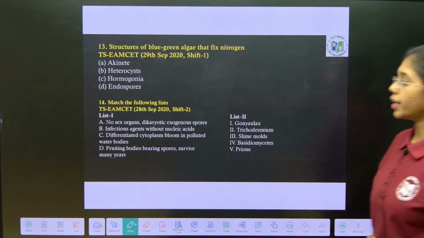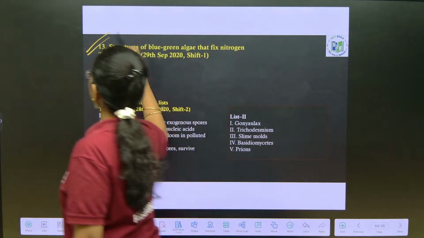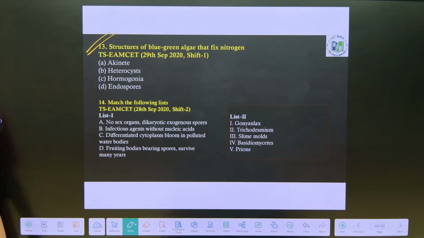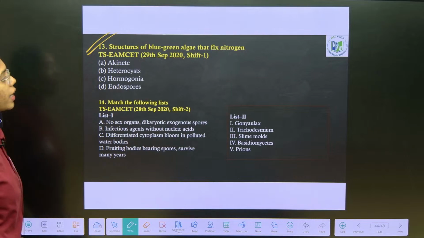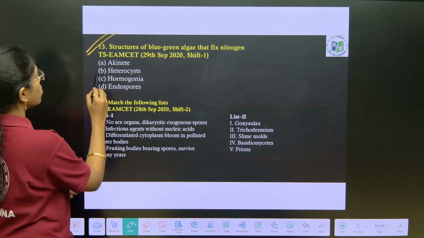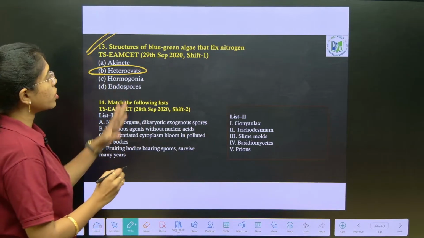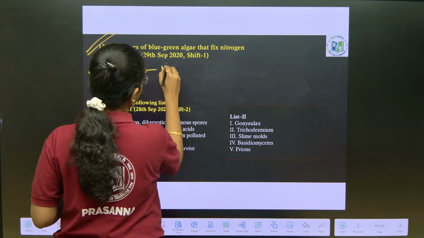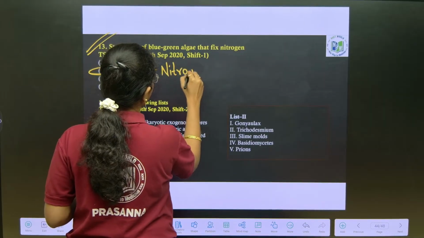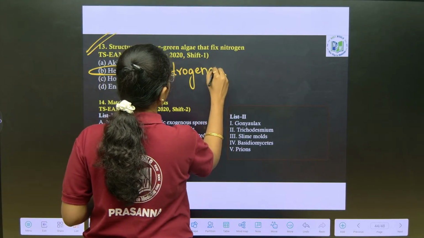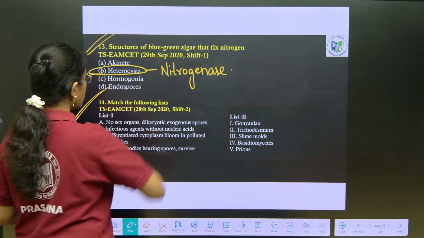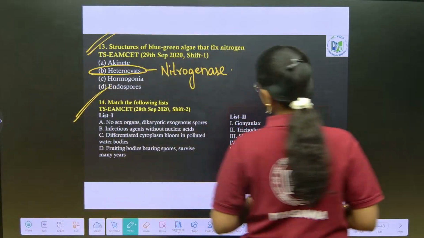Next question, 13th question. Answer, everyone. Structure of blue-green algae that fix nitrogen. Direct question. Which are heterocysts, right? Heterocysts are the specialized structures which fix nitrogen by what enzyme? Nitrogenase enzyme.